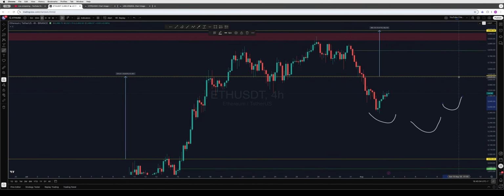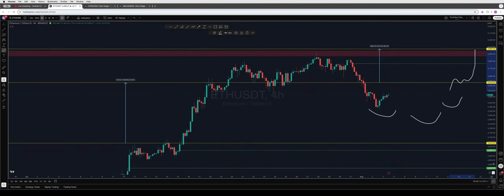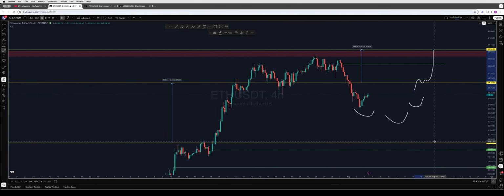And then reclaim this, and then reclaim here, and then take it up here, right? I'm looking for something like that. If not, I think ETH is going to test lower somewhere around here, possibly here. So let's see what we get on ETH on high time frame.